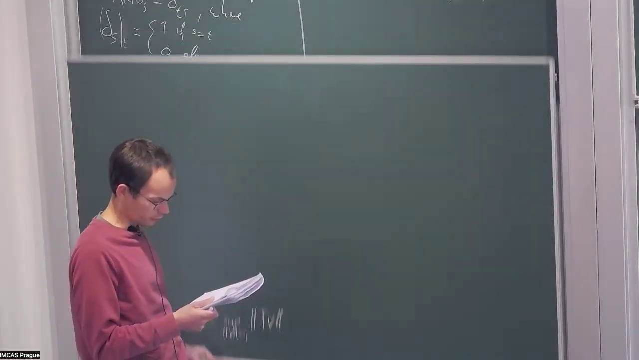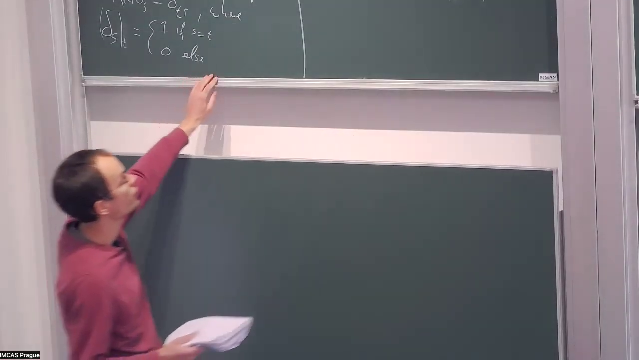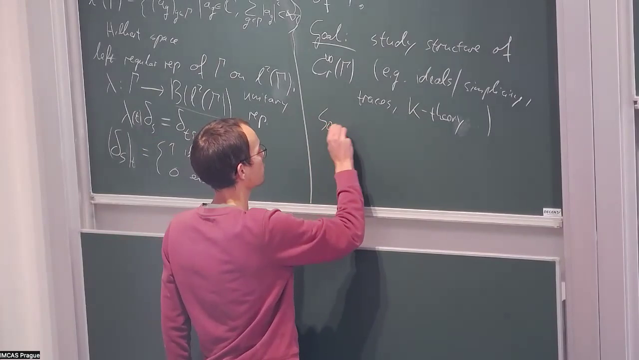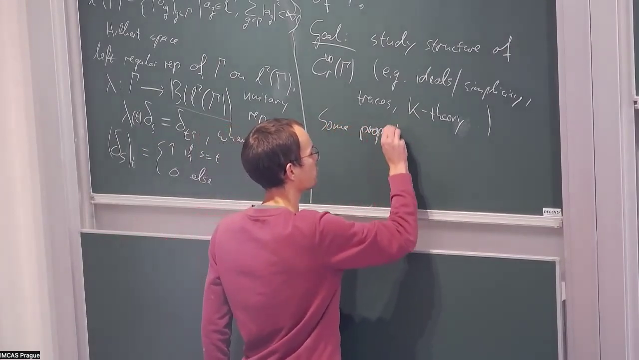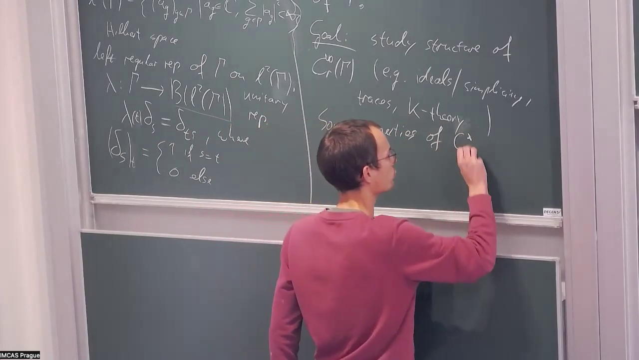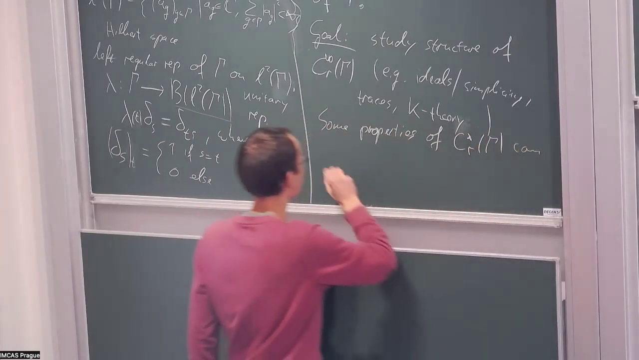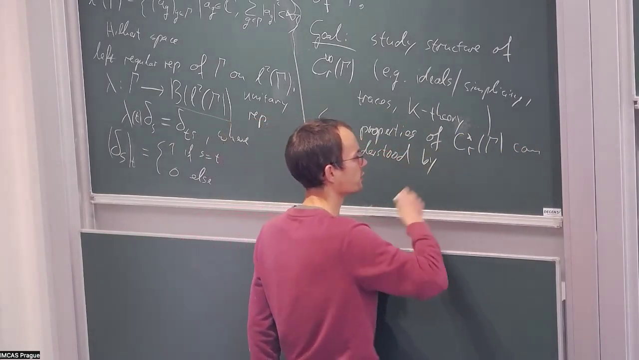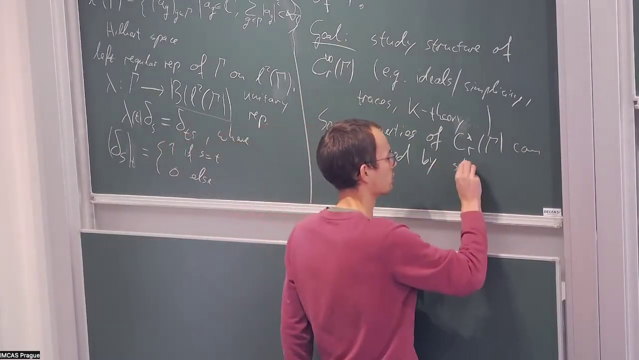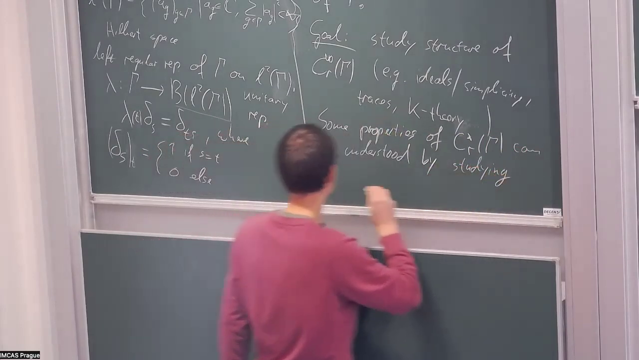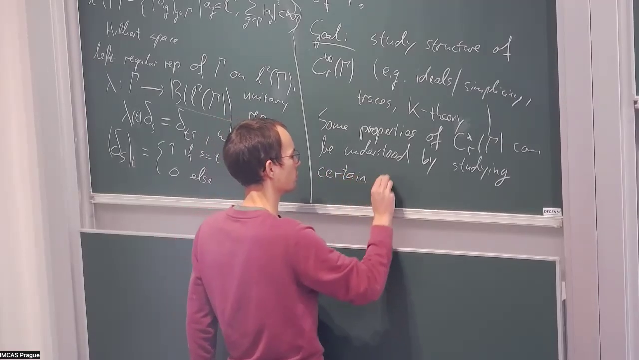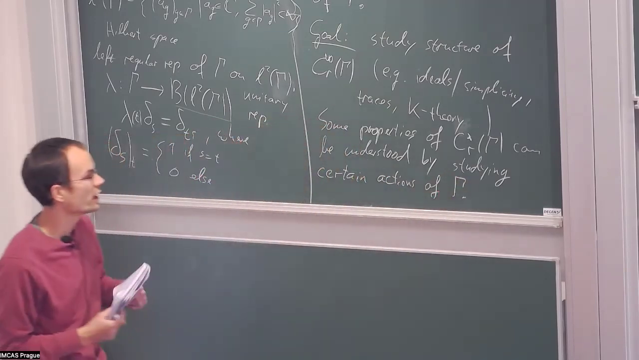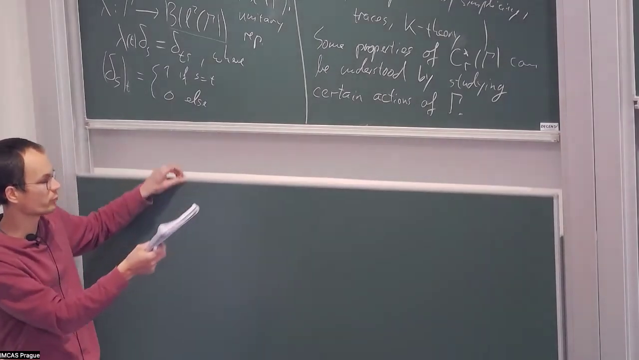However, the point for this talk, and probably also Tatwamasi's, is that some properties of this reduced group C-star algebra can be understood by studying certain actions of gamma, sorry. Okay, so I want to say what I mean by this.